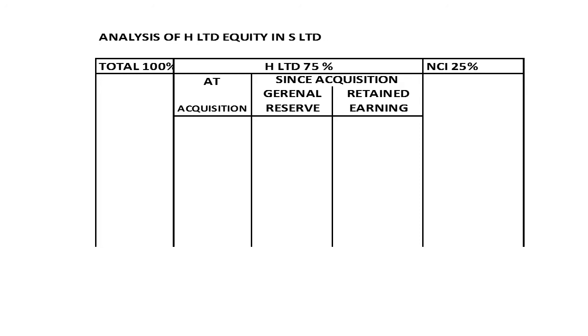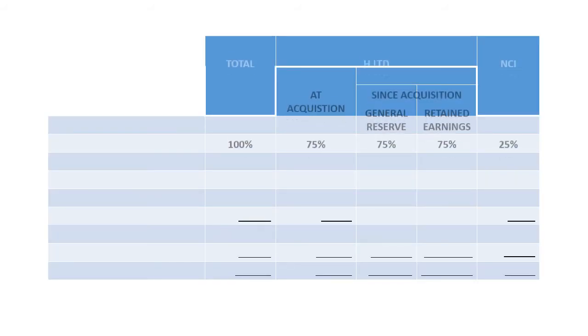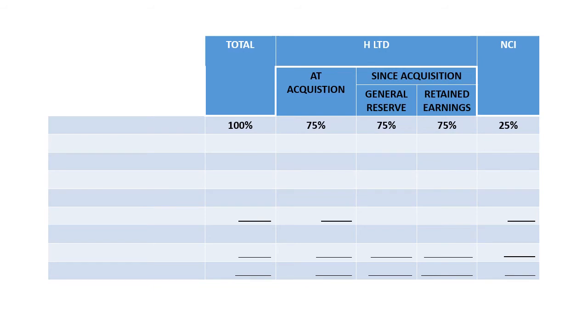Put these columns: 100% total, then 75% for H Limited, NCI 25%. Under H Limited, let's have these two columns: at acquisition, and since acquisition. And under since acquisition, let's have general reserve and retained earnings. This is for easier calculations, you'll see it later. Just use the same information I gave you below. Then we start our presentation here on this analysis of equity. We just put our dollar sign there.